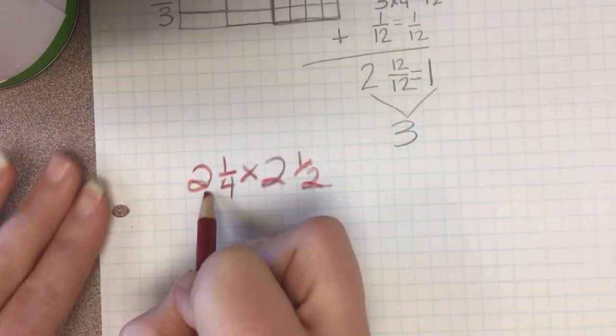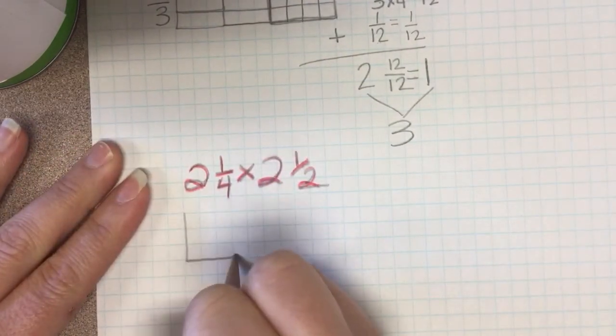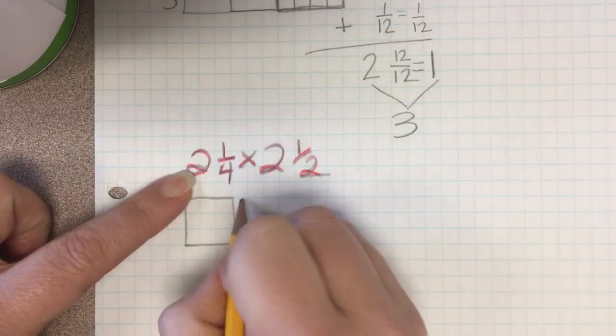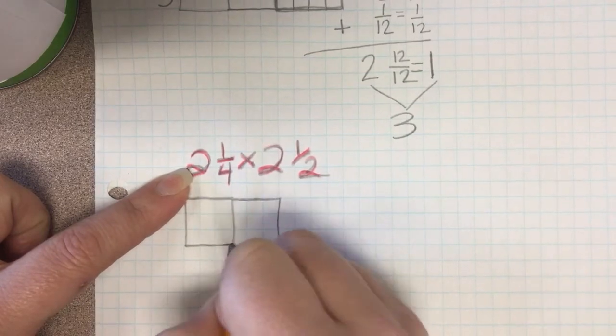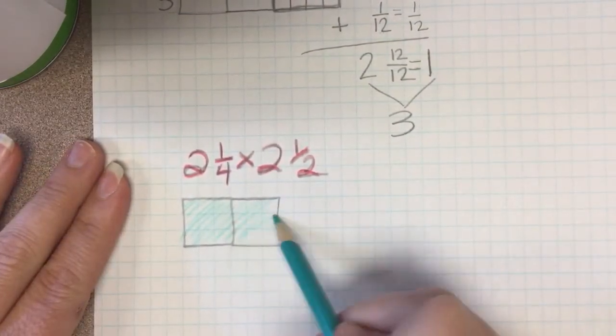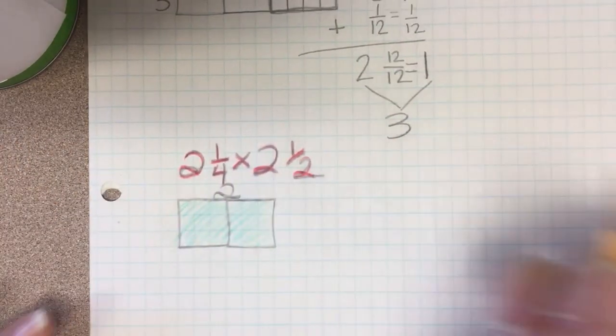All right, so I'm going to start with my first one. I like my boxes 3 by 3. I feel like it's the perfect size, not too big, not too small. So I need 2 wholes. 1, 2 wholes. I'm going to shade those in because I have 2 wholes, and I'm going to label that 2 wholes.